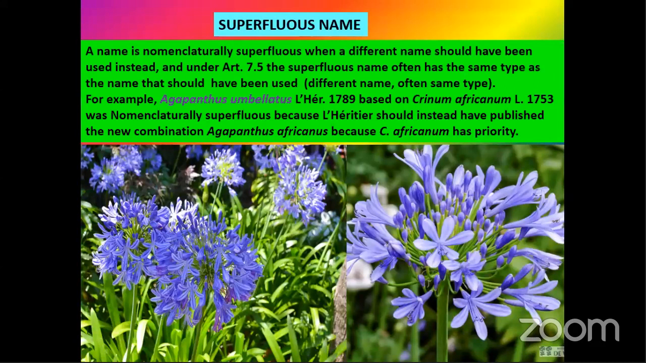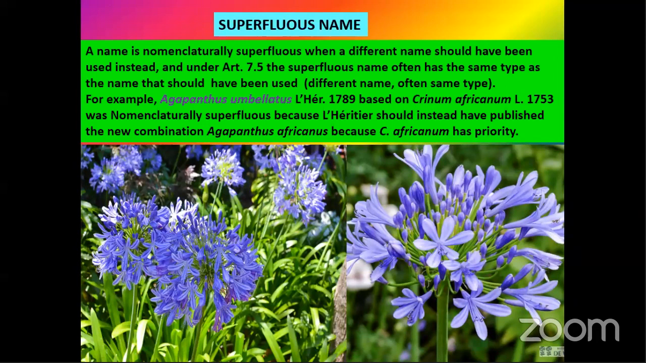When many names are published for already published taxa without checking, that is called a superfluous name. A name is nomenclaturally superfluous when a different name should have been used instead, under Article 17.5. The superfluous name often has the same type as the one that should have been used. For example, Agapanthus umbellatus is one of the common ornamental plants in gardens. It was published in 1789 based on Crinum africanum Linnaeus 1753.